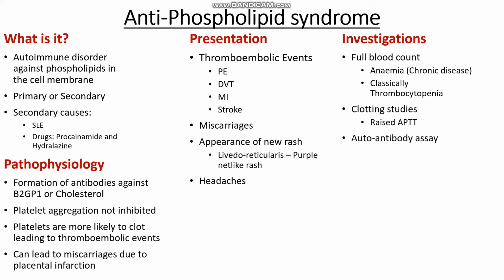Of course, then we can do an auto-antibody assay and directly look for the beta-2 glycoprotein 1 antibodies, antiphospholipid antibodies, as well as the anticardiolipin antibodies.